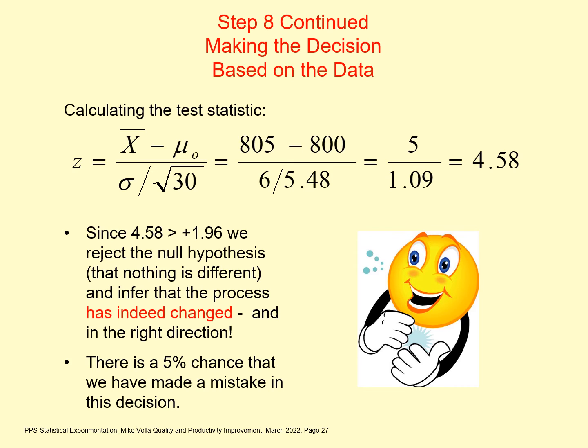So since 4.58 is greater than 1.96, we can reject the null hypothesis, and you'll recall the null hypothesis is the innocent hypothesis that nothing is different, and now infer that the process has indeed changed, and good news, it's moved in the right direction. Now bear in mind, since we entered a table and selected 0.05 and split that risk on both tails, we do have a 5% chance that we made a mistake making this conclusion.